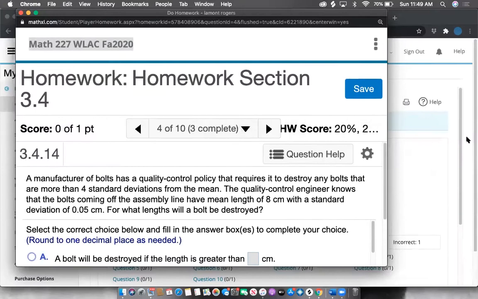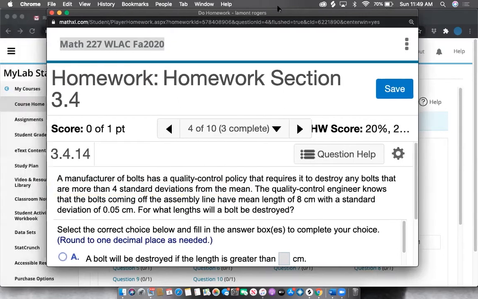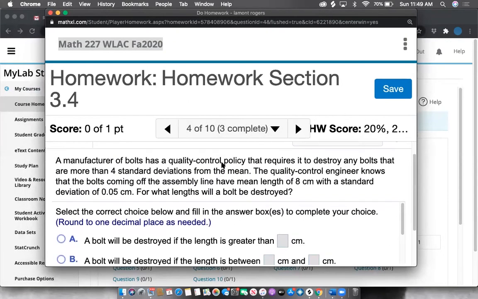Alright, so that one says a manufacturer of bolts has a quality control policy that requires it to destroy any bolts that are more than 4 standard deviations from the mean. The quality control engineer knows that the bolts coming off the assembly line have a mean of 8 centimeters with a standard deviation of 0.05. For what length will the bolts be destroyed?